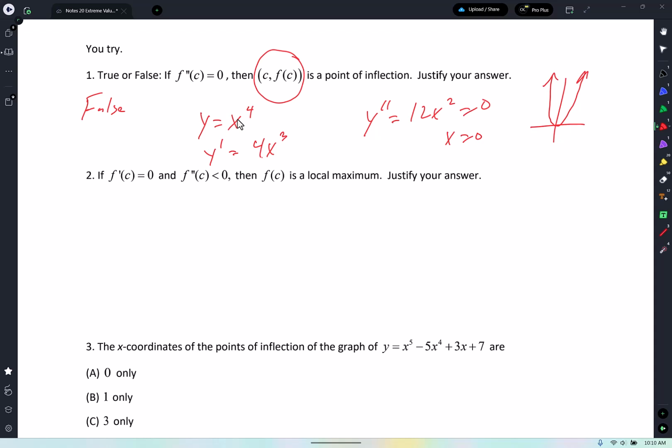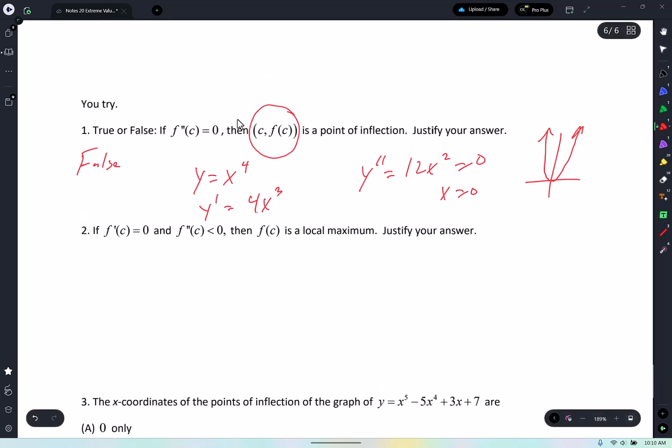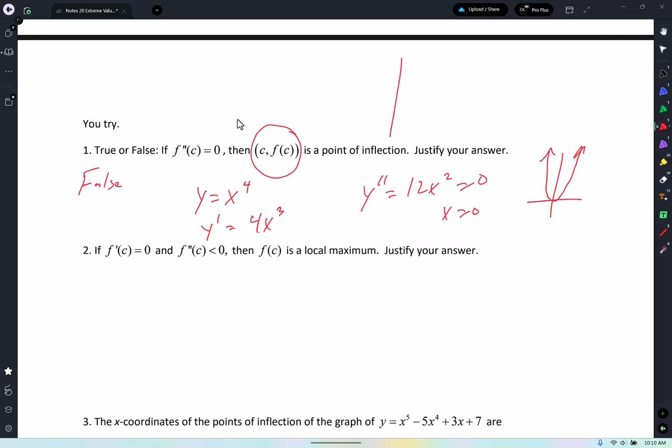Look, do we know what a point of inflection is? A point of inflection is where we change concavity. Notice, if I set x equals 0, my second derivative is 0. That's what it's saying: if my second derivative is 0, that's a point of inflection. Here's y equals x to the fourth. That's not a point of inflection. It doesn't change concavity.